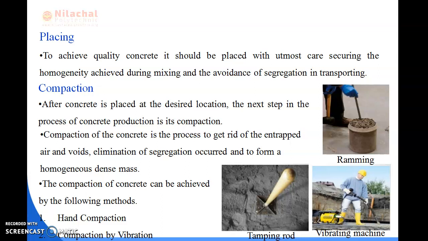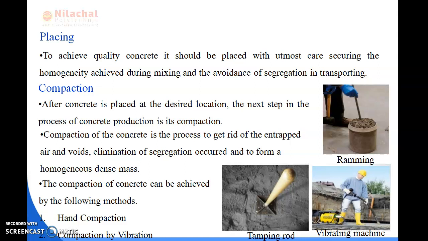So before placing the concrete, we have to transport it, and while transporting we have to take care that there is no loss of the homogeneity achieved during mixing and no segregation in transporting. There should not be too much water or bleeding while transporting.